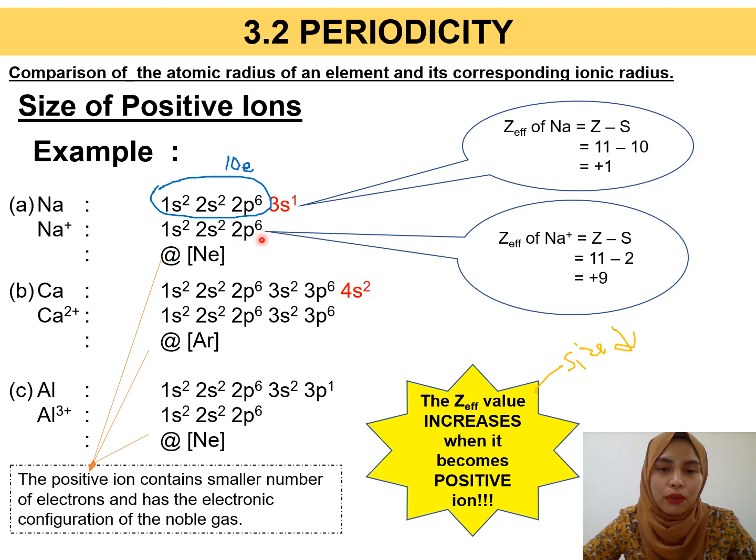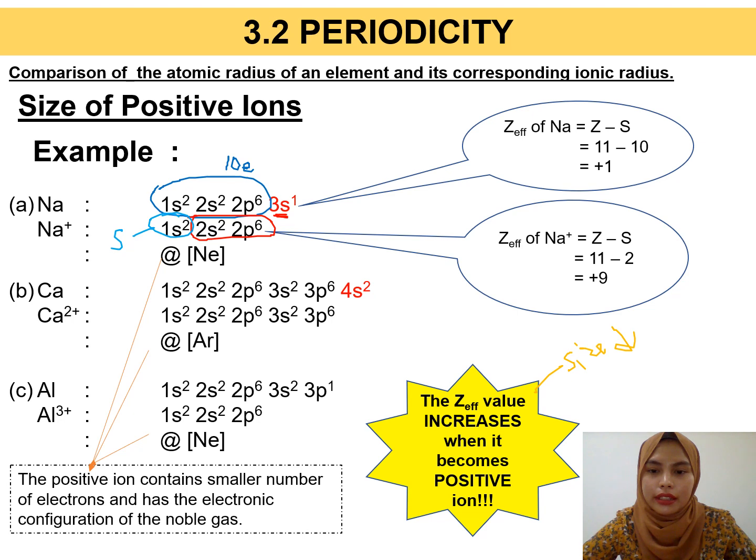Okay, so if you want to find the Zeff for the sodium plus ion, the proton number of sodium is still 11. The proton number is still 11, not the electron number, and you minus the inner electrons. Since it removed one electron, this will be the valence electron for sodium plus. Therefore this will be the inner electron, which is S. So 11 minus 2, positive 9.